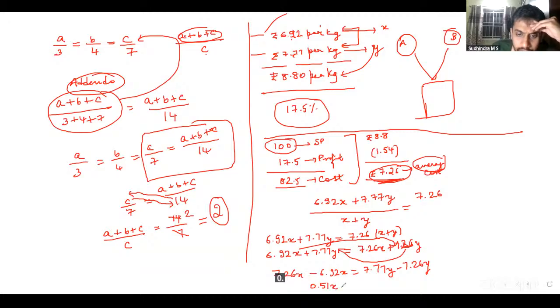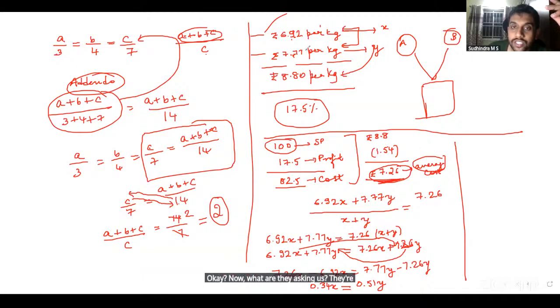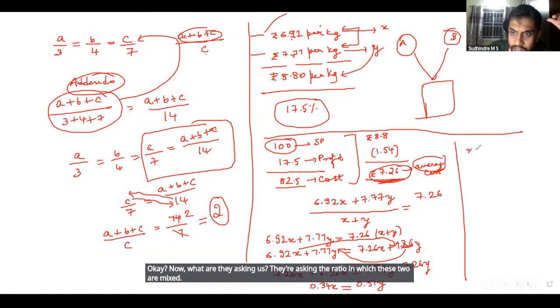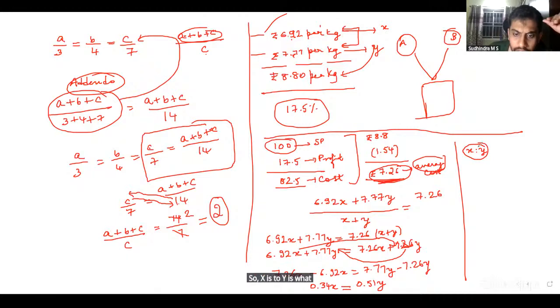0.34. Correct? Equal to 7.77 minus 7.26, which is 0.51. Correct? Now, what are they asking us? They're asking the ratio in which these two are mixed. So x is to y is what I have to find out.